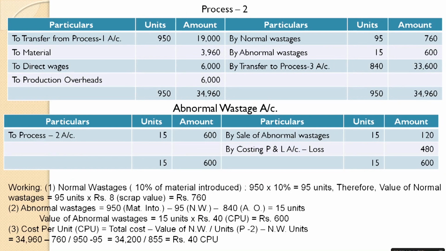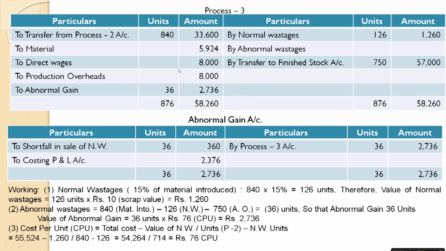Now, see here in the process 2 account, we identified that the debit of 950 units was higher than the credit number of units, that is 935. That is why the shortfall came on the credit side, that is 15, and it is considered an abnormal wastage because the shortfall was on the credit side. Here in process 3, we identified that the credit total is higher than the debit, and the shortfall is on the debit side, and that is why it is considered abnormal gain. So, in front of the abnormal gain in the process 3 account debit side, 36 units, and now we need to identify the value of abnormal gain.